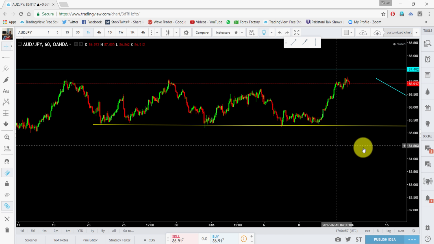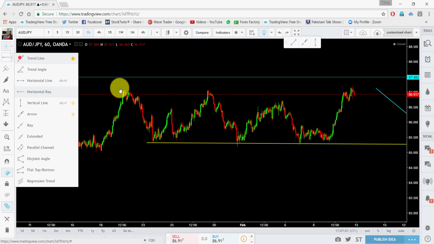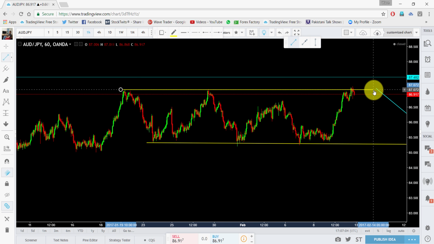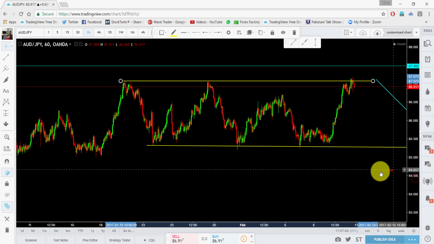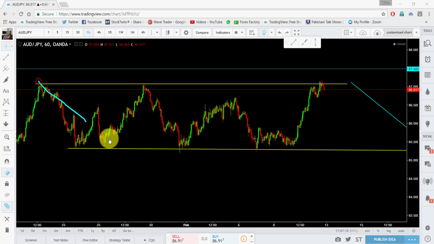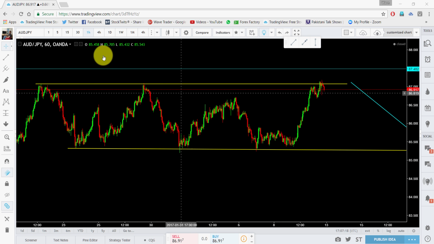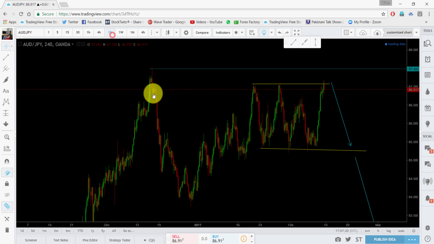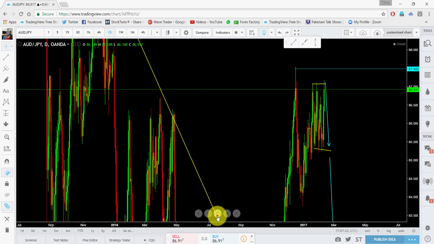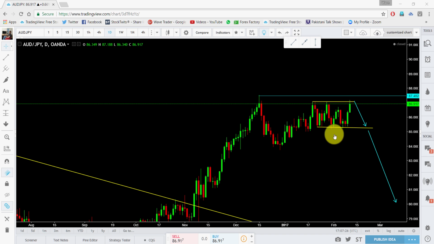Okay, let me draw trend line, this trend line. Yeah, so you can see there price is forming channel. Yeah, and testing the top again and again. Yeah, and if you guys remember that the top where price has generated the impulse. Okay, so it is testing the top where price has generated the impulse.